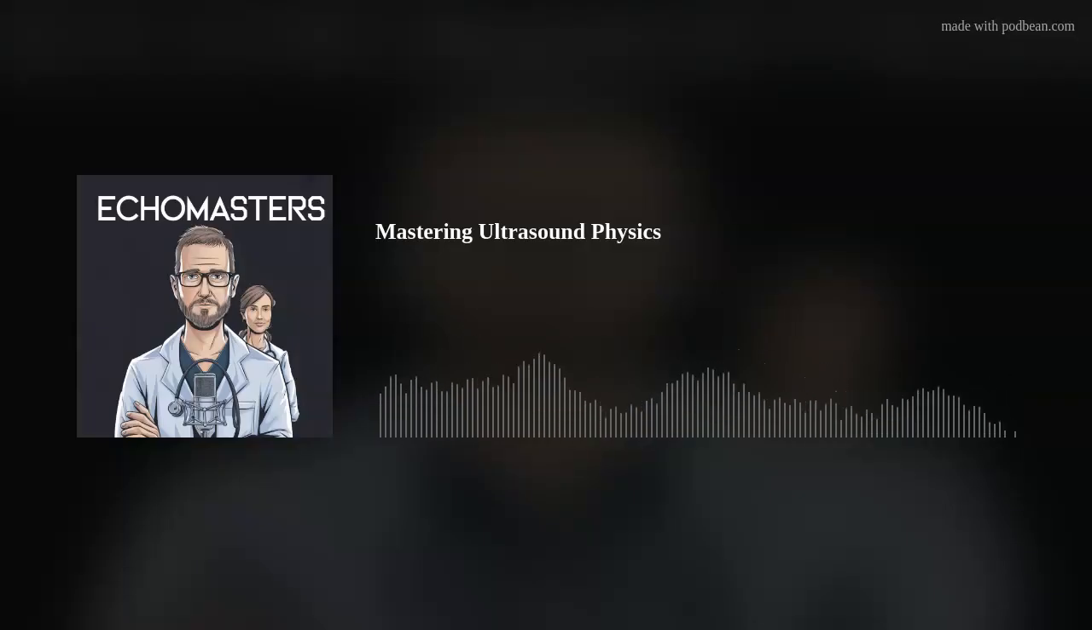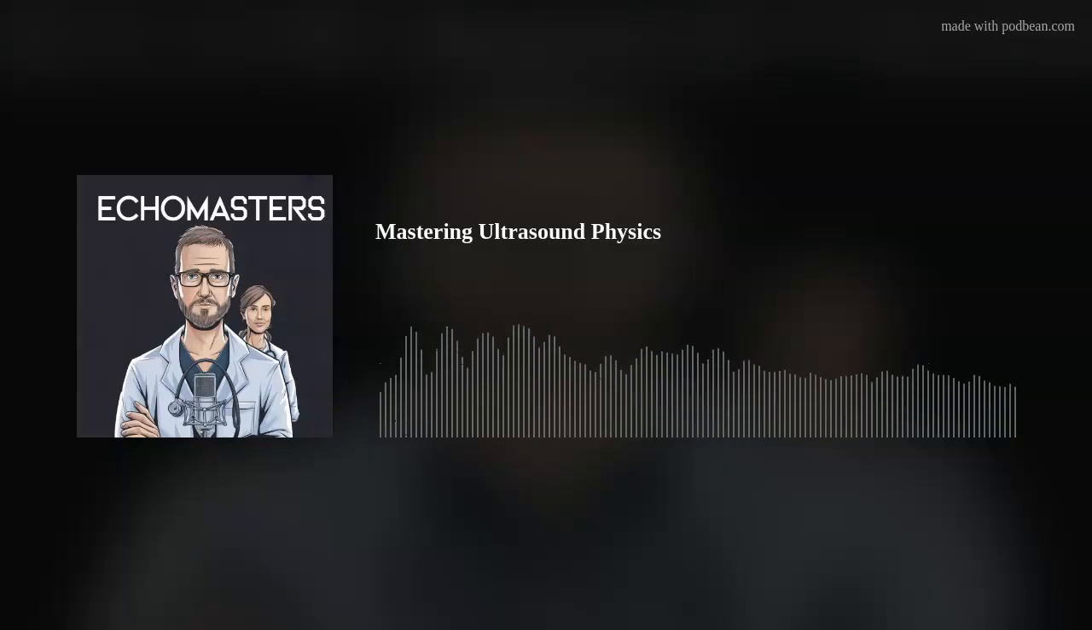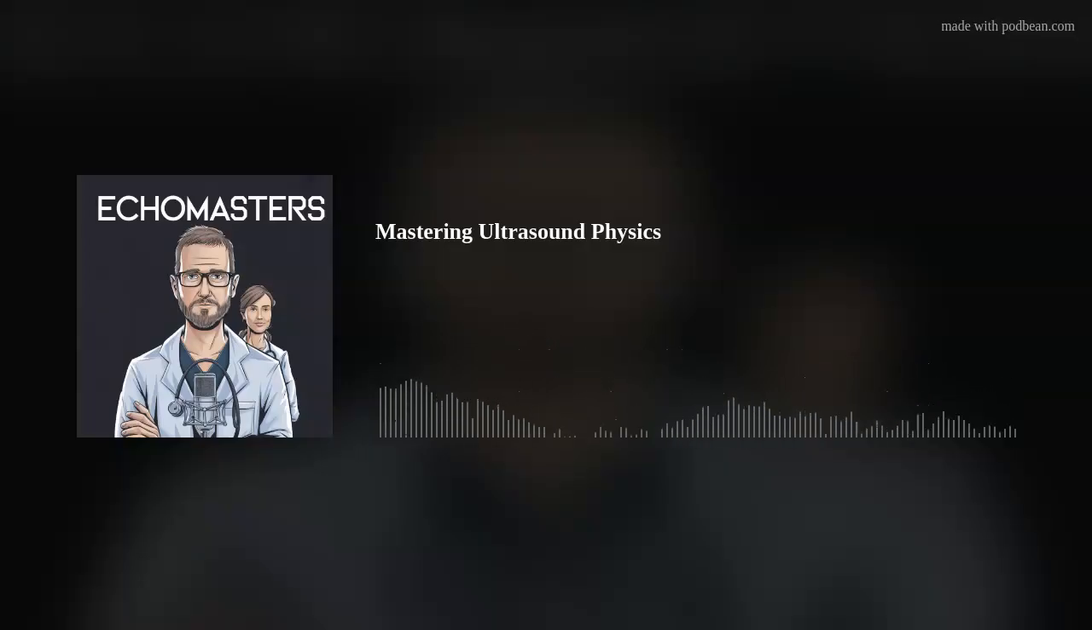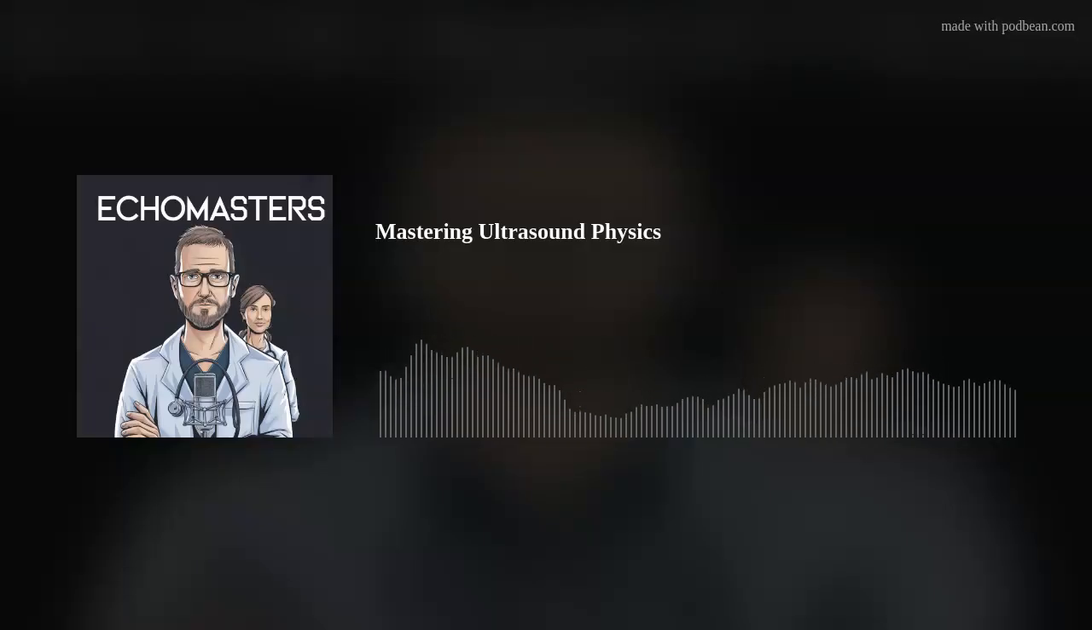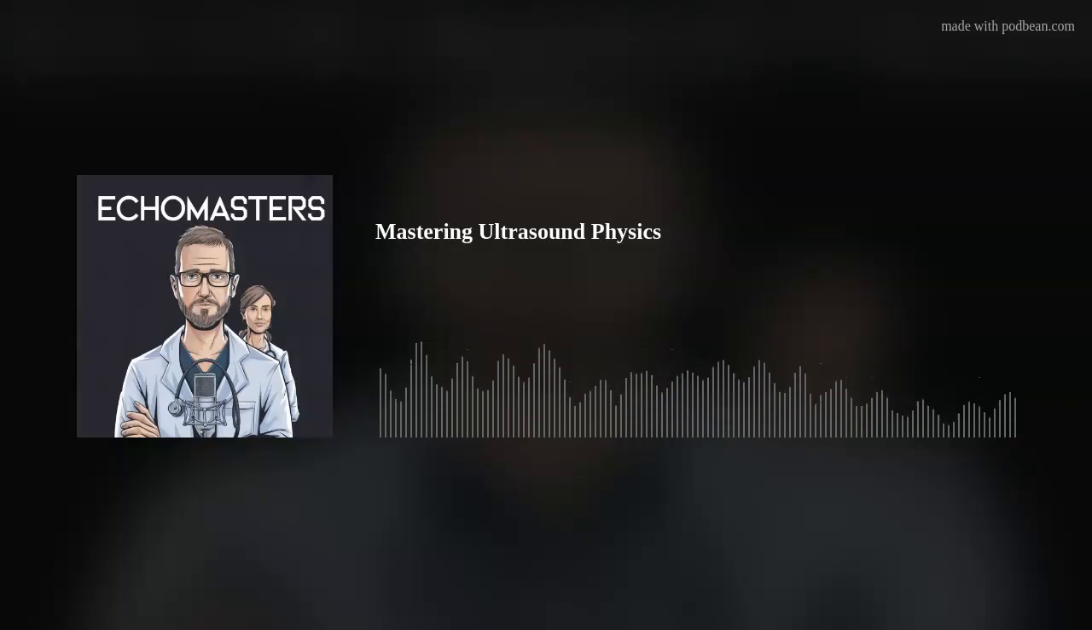Okay, so here's where it gets, I think, really interesting. And our sources flag this as maybe the secret sauce of ultrasound imaging: acoustic impedance. It sounds like a mouthful, but it seems absolutely vital. So can you break that down? What exactly is acoustic impedance, and why does it matter so much for seeing things? Right. Acoustic impedance, often just called Z, is basically a measure of how much a tissue resists sound passing through it. Imagine sound waves trying to push through different materials.